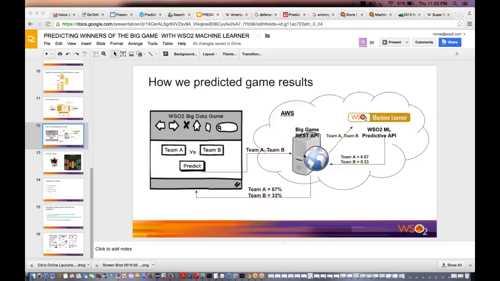So this is a custom-built one, and it's kind of hard to make it available commonly. But as I said, WSO2 Machine Learner has a predictive API. So our prediction is available via REST API.